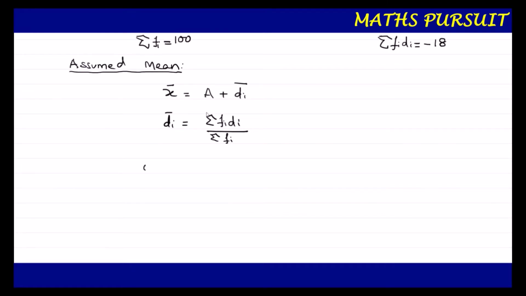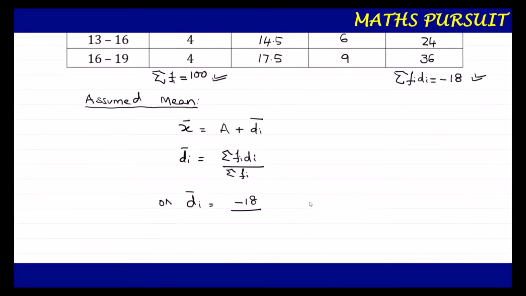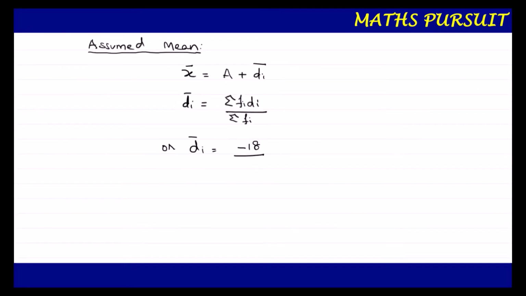So I can write here, mean deviation is equal to sum total of deviation, that is minus 18 upon summation of fi. So summation of fi, if you remember, we got 100 here. You could see that we got 100 here, and this is summation of fi di. So these are the figures that I am using to find out mean of di. So mean of di is equal to minus 18 upon 100, or I can write mean of di is equal to minus 0.18. This is what I got.